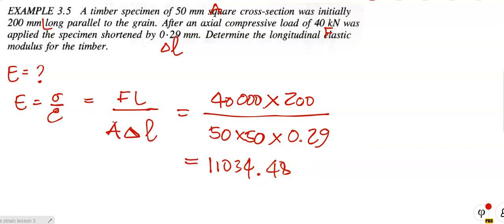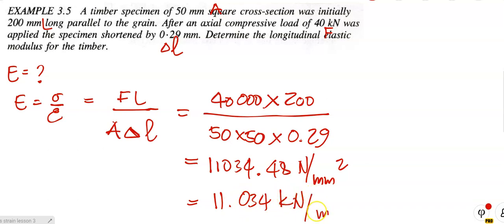11,034.48. And what's the units of measurement for E? It's the same as stress, so it's newtons per millimeter squared. And if you want to be really fancy, you can divide it by 1,000 and write it like so: kilonewtons per millimeter squared, if you're feeling really in a fancy mood.